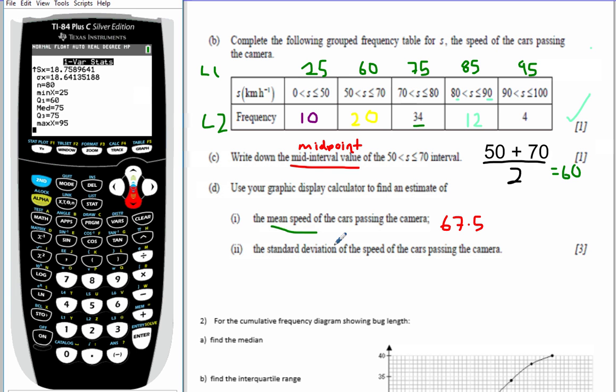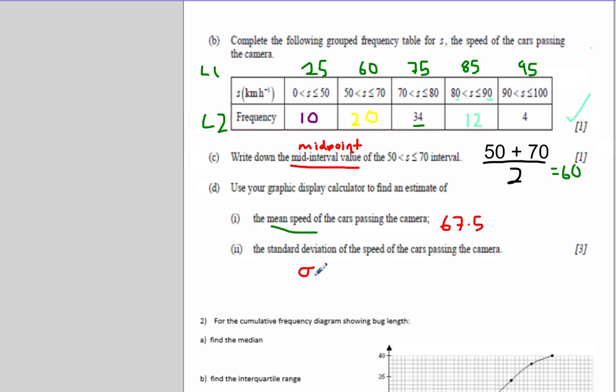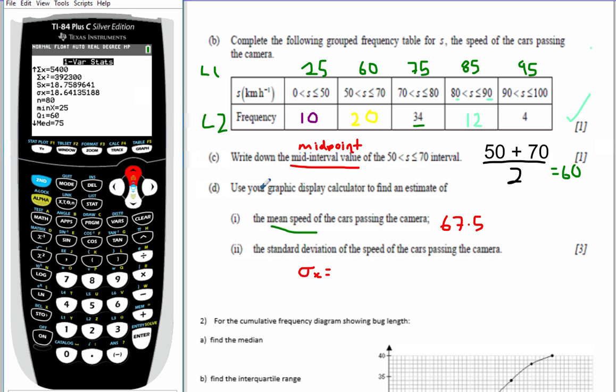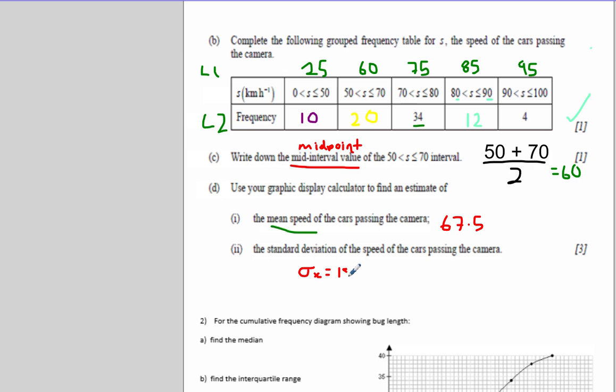Let's see, did they want any other information? Part II, the standard deviation of the speed. So the standard deviation was that sigma X. I would strongly suggest, you don't have to, but I would very strongly suggest you write it out to lots of decimal places before you round to 3 sig figs. So I'd write out 18.6413... then round to 3 sig figs. So then if you make a mistake rounding to 3 sig figs, the examiners might still give you the full mark, but only if you wrote the unrounded answer first.